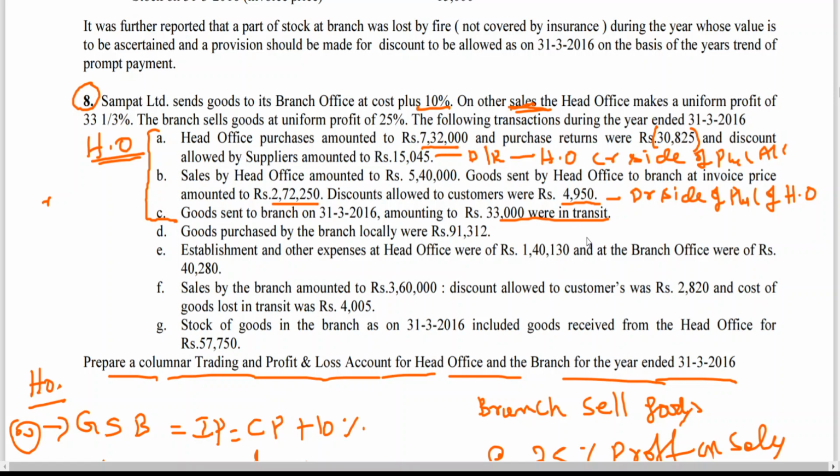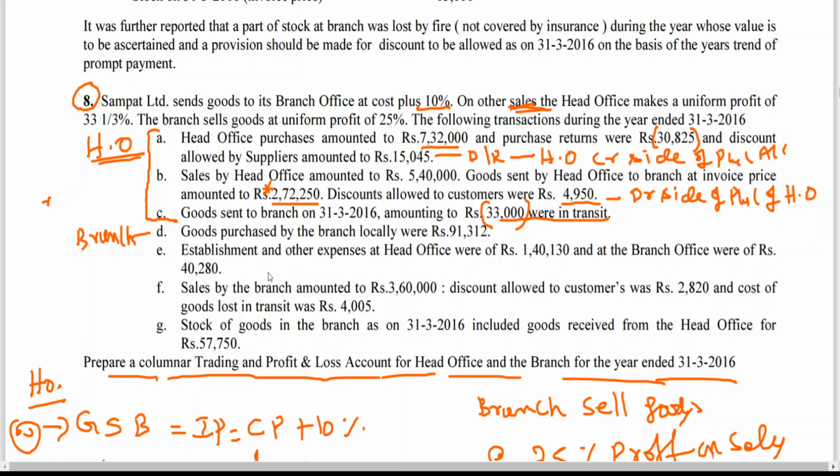Clear? Then goods purchased by the branch locally. This will be taken to which column? Branch column. So in this point, this 33,000 is to be deducted from goods dispatched. So it will appear on the head office credit side partially, and also on the debit side of the branch account. Clear to all of you? It is a receipt for branch. It is like a sale for head office. When you are recording it, 33,000 should be subtracted. Goods purchased by branch will be debited to branch account.